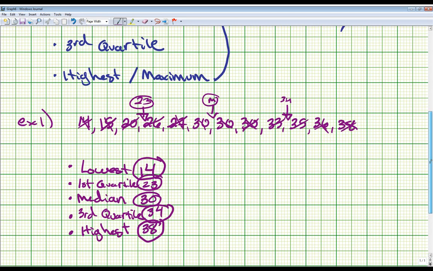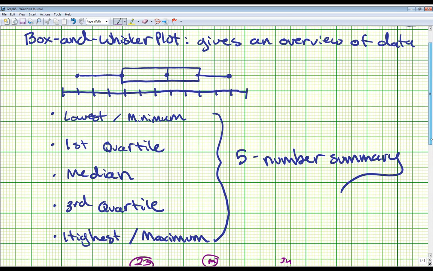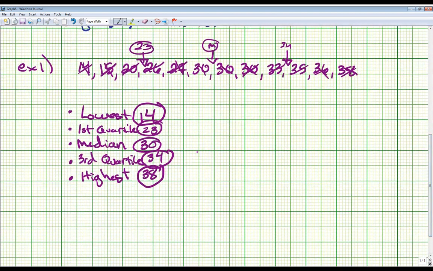So here's how we're going to make our box and whisker plot. We're going to make it look like this. And those 5 special numbers are going to be underneath our number line. So we're going to make a number line and number it in order. So here's our number line. And we're going to make tick marks for our number line.